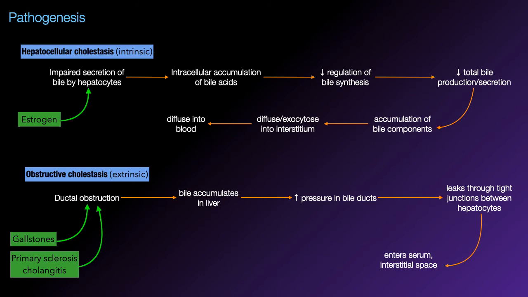Whatever the reason, the result is that bile accumulates in the liver, and the pressure in the bile ducts increases, because the liver is producing bile, but it can't go through, and this can cause pain to the patient. If the obstruction continues, the bile will leak between the hepatocytes and reach the interstitial space and the blood, where it can be measured, it can be detected.